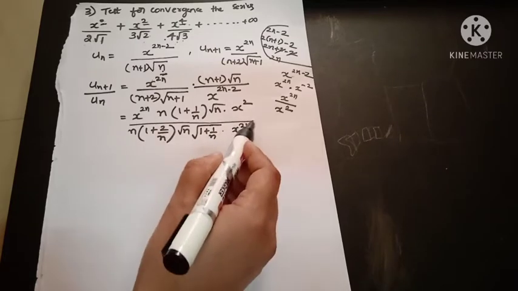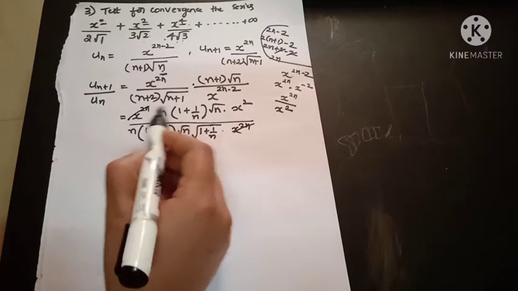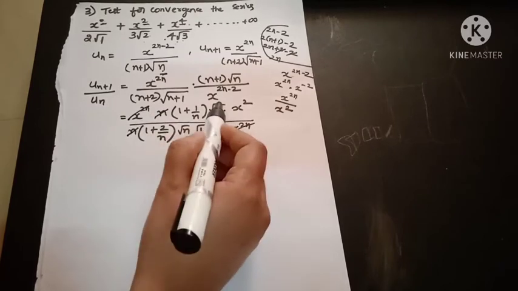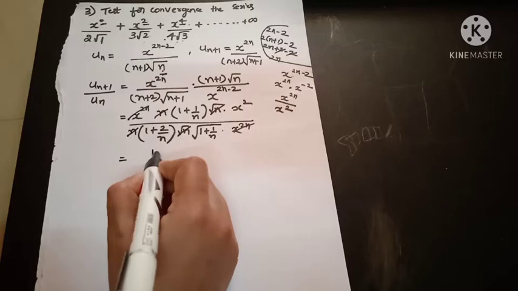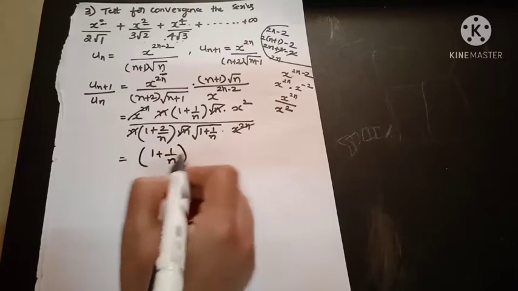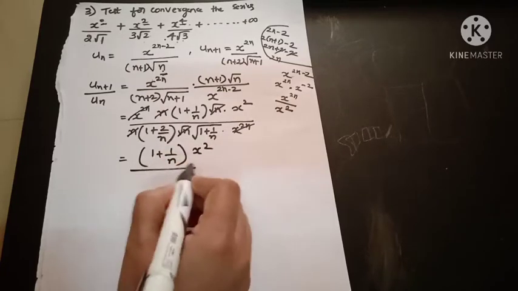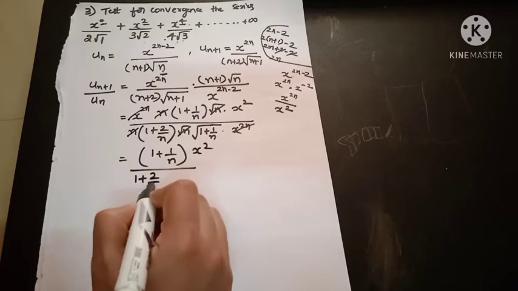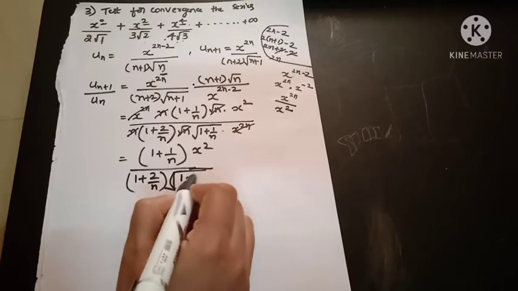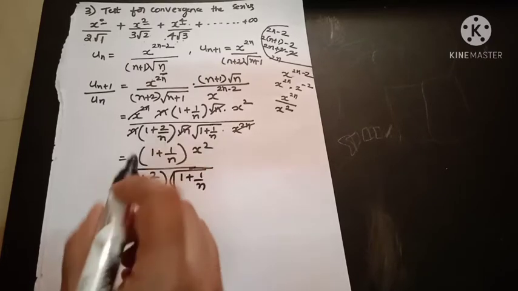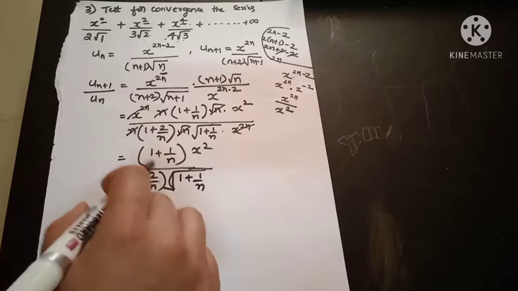X to the power of 2n cancels with x to the power of 2n, n cancels with n, root n cancels with root n. So we are left with 1 plus 1 by n into x square, divided by 1 plus 2 by n, square root of 1 plus 1 by n. So this is the ratio of u(n+1) by u(n).